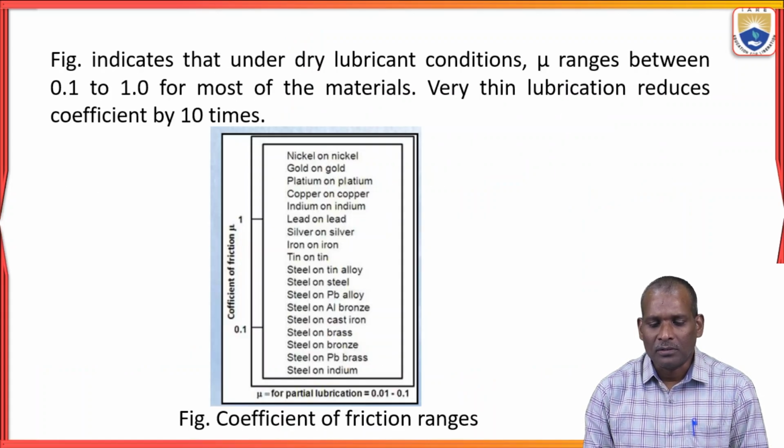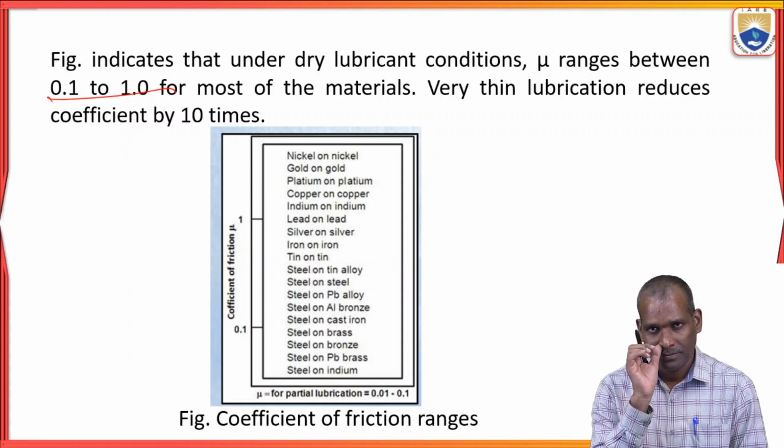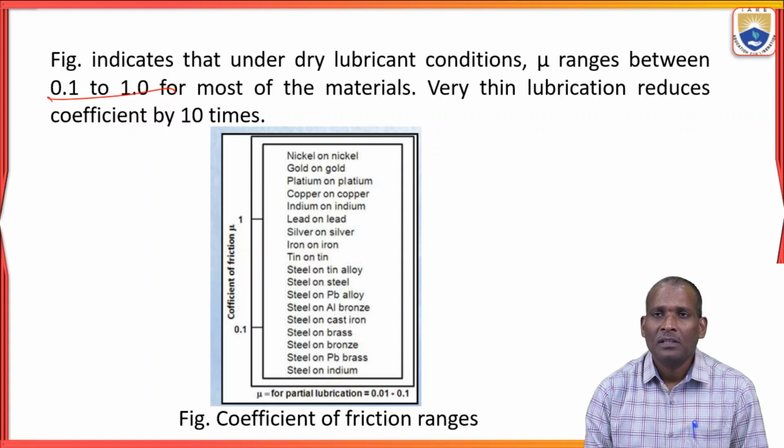This figure indicates that under dry conditions, mu ranges between 0.1 and 1 for most of the materials. Very thin lubrication reduces the coefficient of friction by 10 times. In lubrication theory, there are thin lubrication films and thick lubrication films. We will discuss that later. So thin lubrication reduces the coefficient of friction by 10 times.